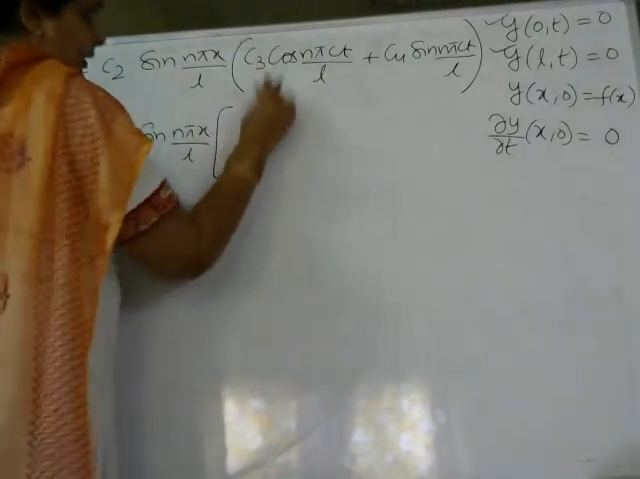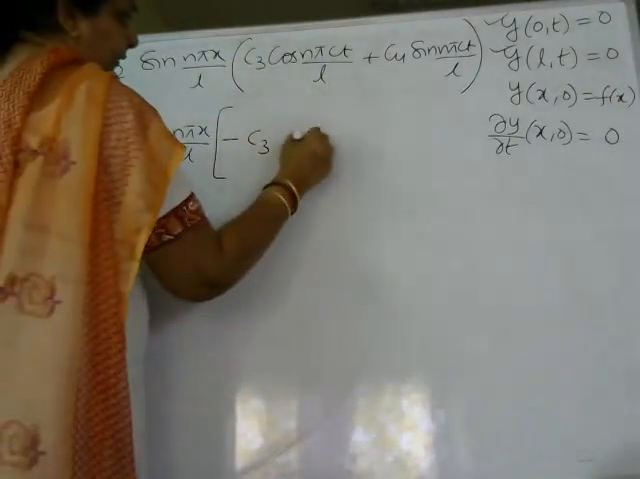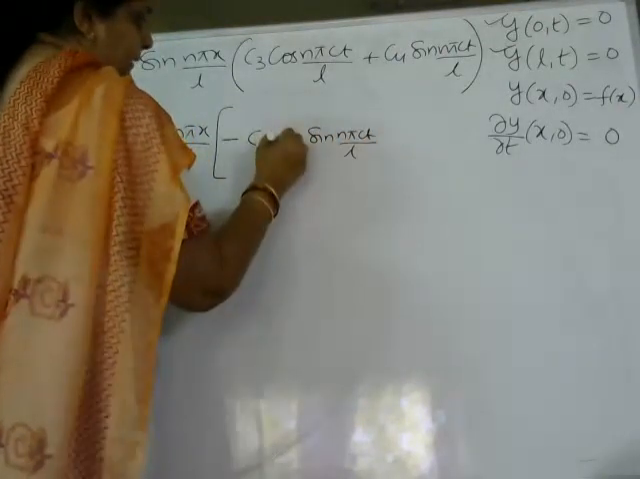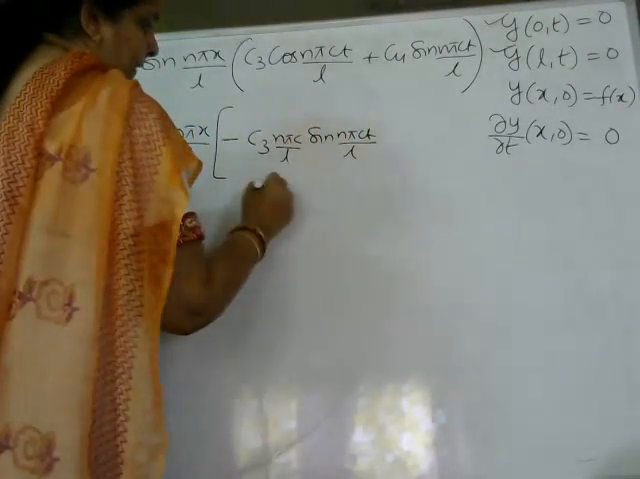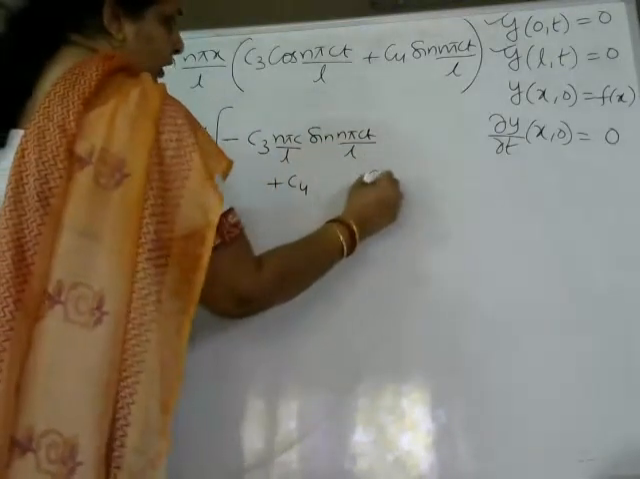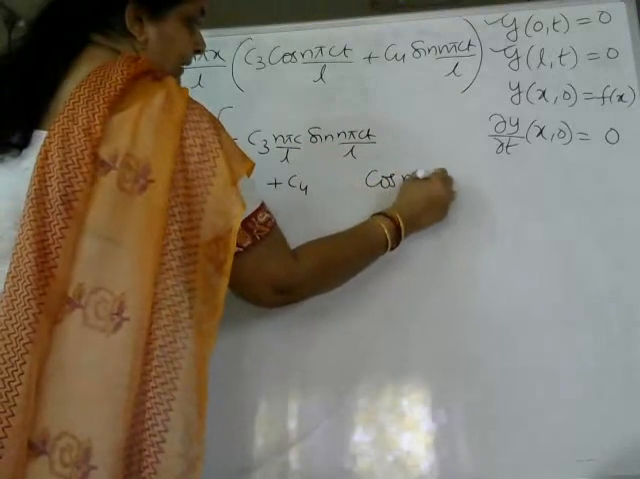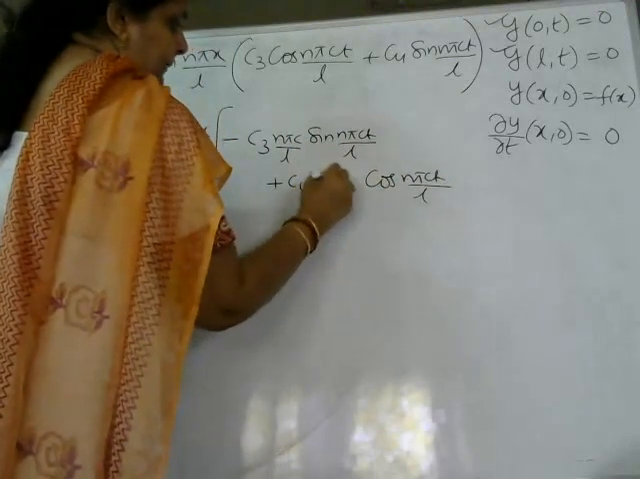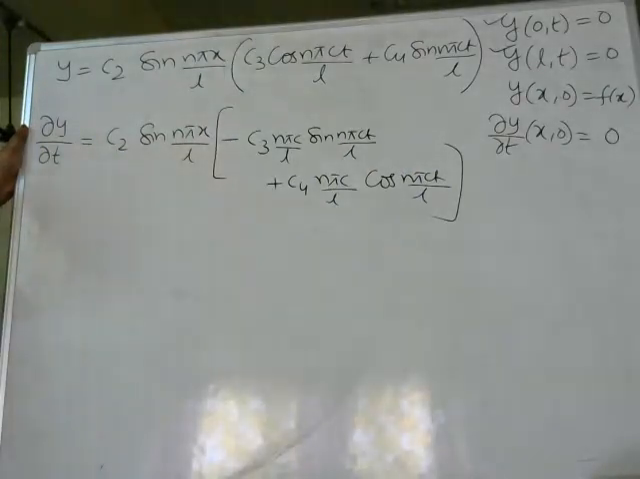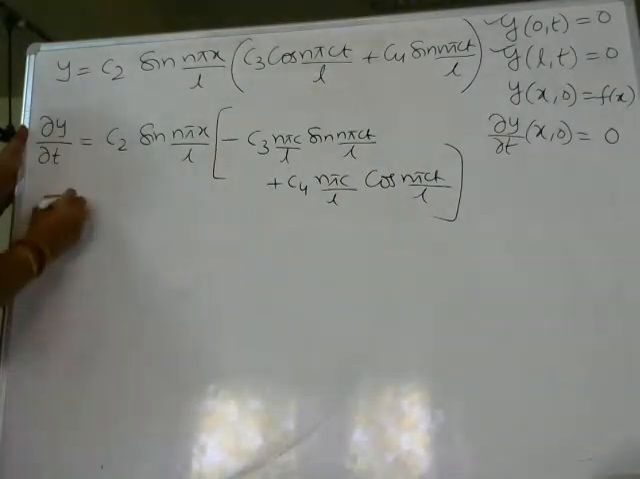C3 is constant, cos derivative is minus sin(nπCt/L) into the t coefficient, which is nπC/L, plus C4. Sin derivative is cos(nπCt/L), t coefficient is nπC/L. So this is the derivative we have taken with respect to t for the given function. Now we substitute the condition.